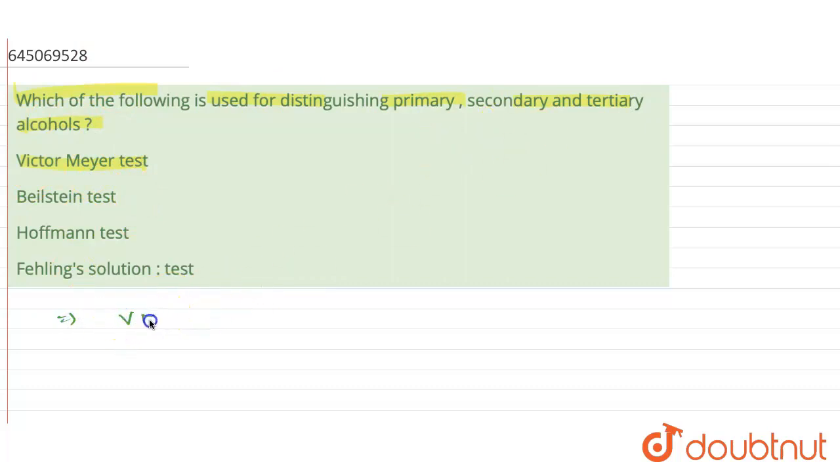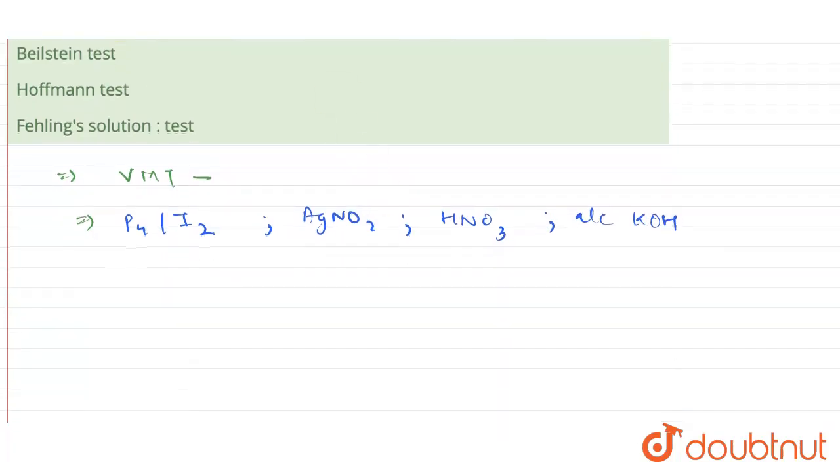If I say what is the Victor-Meyer test, in this a series of reagents are used in sequential manner. The first reagent used is P4 in presence of iodine. The second reagent is AgNO2. The third reagent is HNO2. And the fourth reagent is alcoholic potassium hydroxide. So it is a distinguishable test.